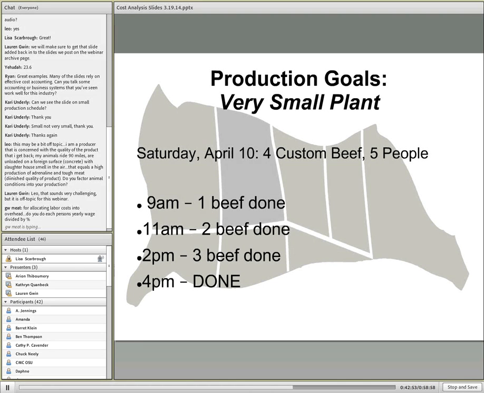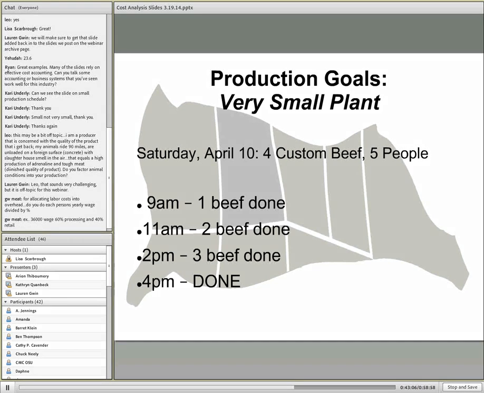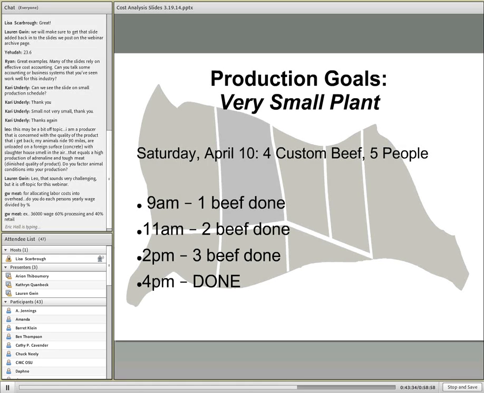Here's a question about allocating labor costs into overhead: do you do each person's yearly wage divided by a percentage? What I would do is, if they're a salaried individual, yes, because they're paid the same all year round. And some payroll systems are very good about this, some are better than others. Let's say you do biweekly payroll and you've got hourly employees, so you want to post on average 40% of Joe's time to this department and 60% of his time to this other department.